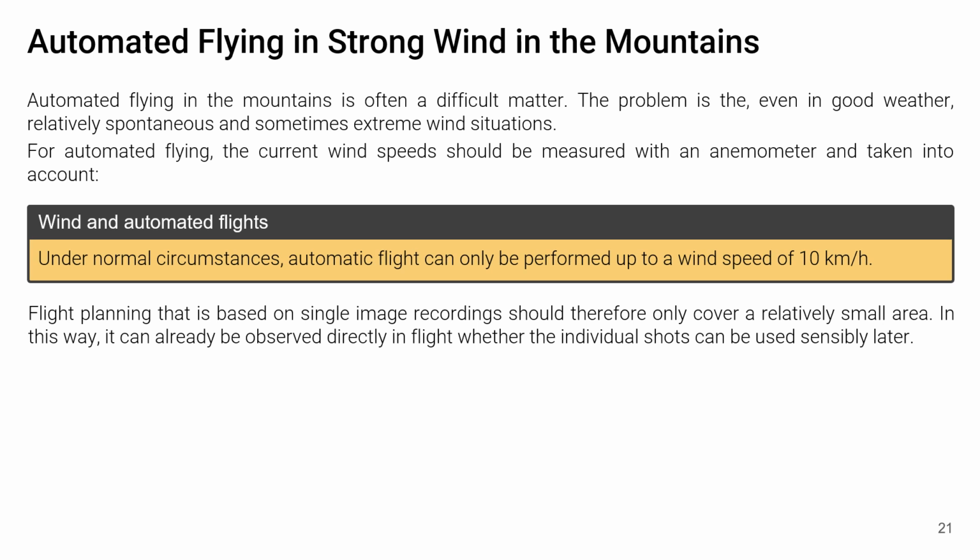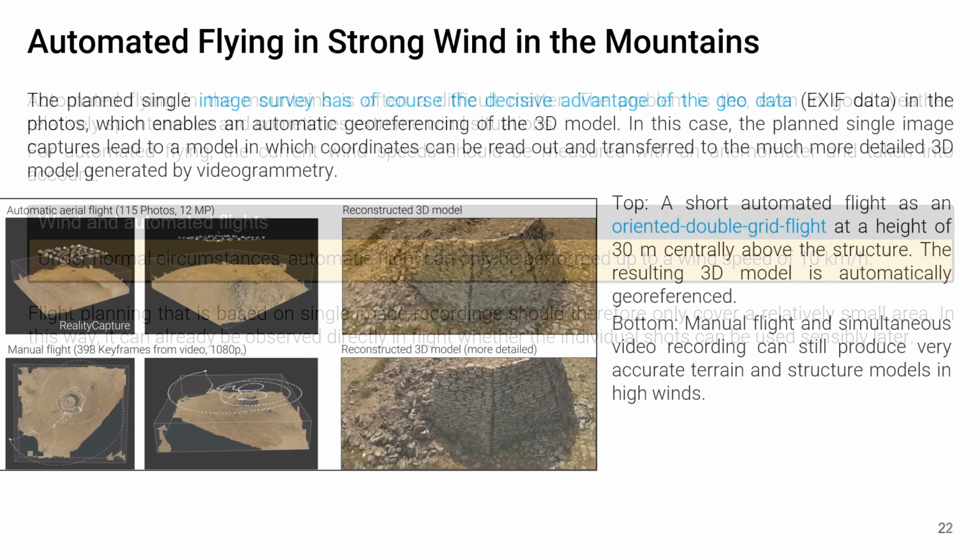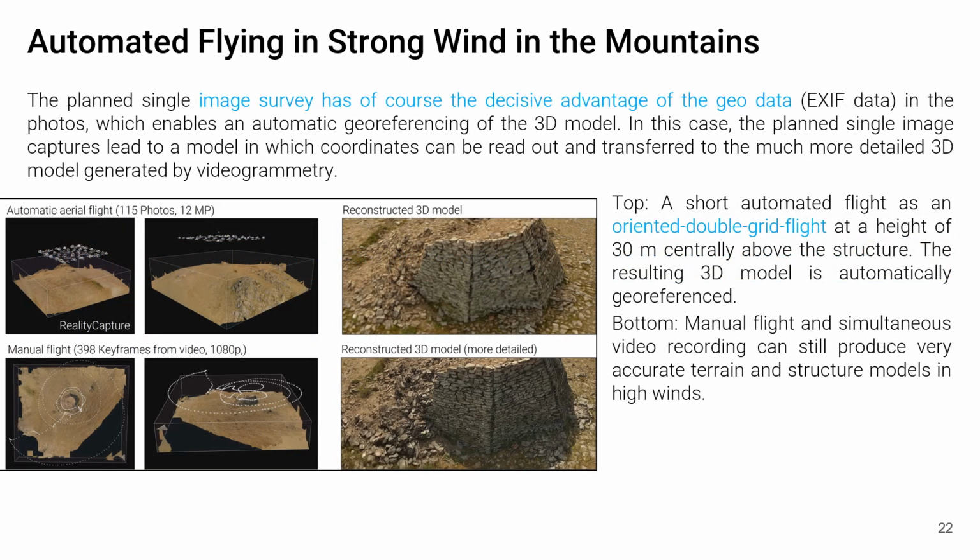Flight planning that is based on single image recordings should therefore only cover a relatively small area. In this way, it can already be observed directly in flight whether the individual shots can be used sensibly later. The planned single image survey has, of course, the decisive advantage of the geodata in the photos, which enables an automatic georeferencing of the 3D model.